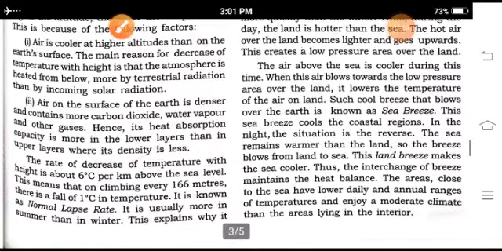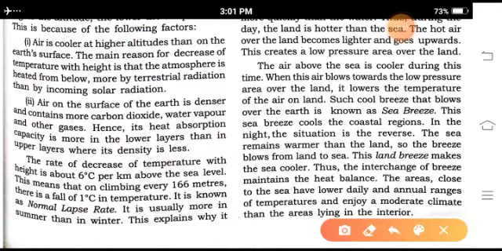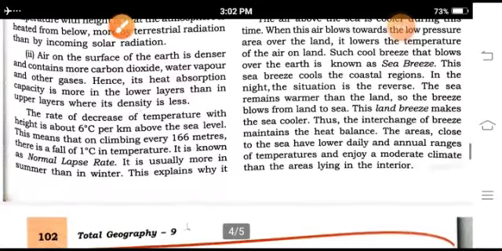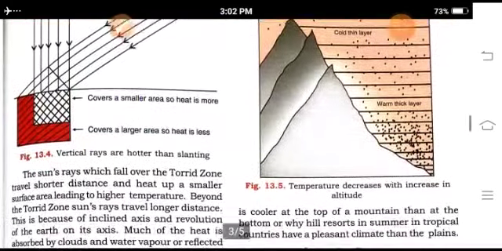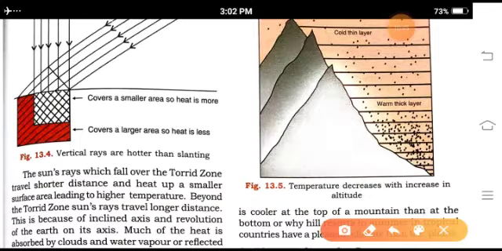The rate of decrease of temperature with height is about 6 degrees centigrade per kilometer above sea level. This means that for climbing every 166 meters there is a fall of 1 degree centigrade in temperature. It is also known as the normal lapse rate. Here temperature decreases with increase in height.